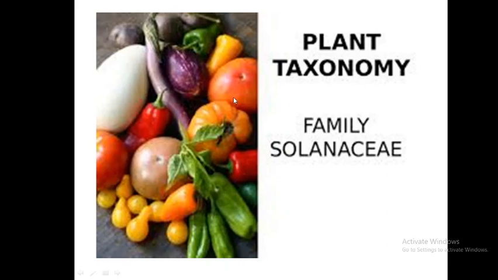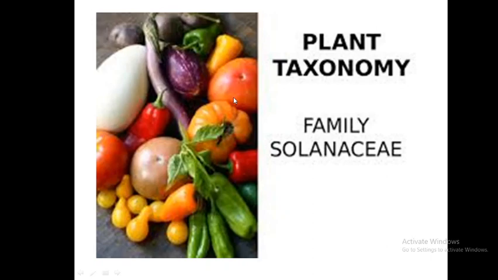Now let us discuss the family Solanaceae. Solanaceae are the potato family. The Solanaceae family is fairly large, containing 85 genera and 2,200 species. The plants are widely distributed in temperate regions and very abundant in tropical countries.